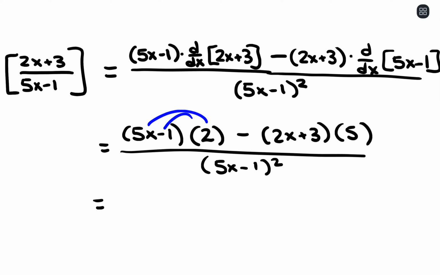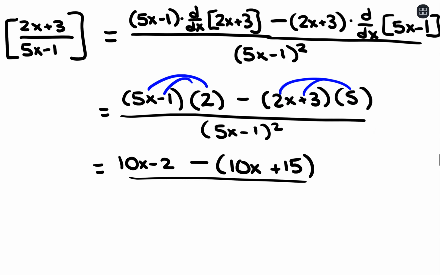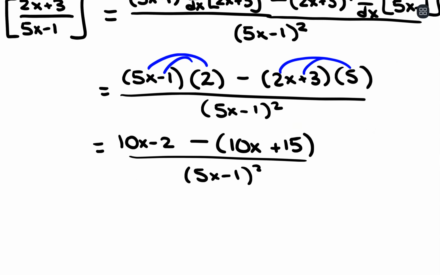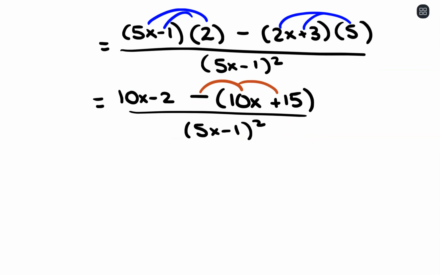All right, over here we're going to distribute the 2 in, so we're going to have 10x minus 2, and then minus, let's see, distribute the 5 in, and I'm going to keep parentheses here, so we're going to have 10x plus 15. I need those parentheses because that negative is going to distribute. So when that negative distributes, we're going to have a minus 10x and minus 15. So subtracting the 10x, those 10x values just cancel out. So we have a negative 2 minus 15, which is negative 17, and 5x minus 1 squared. Nothing's going to reduce down there, so we're going to leave it just like that.